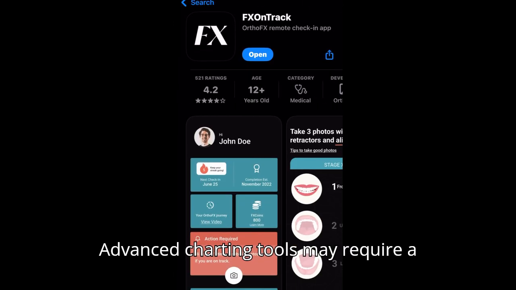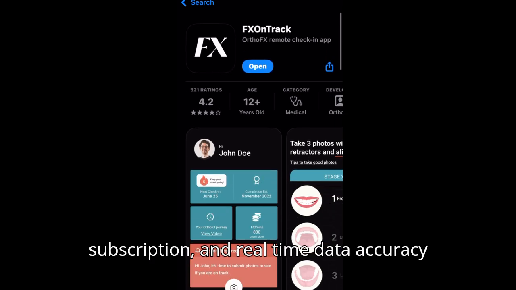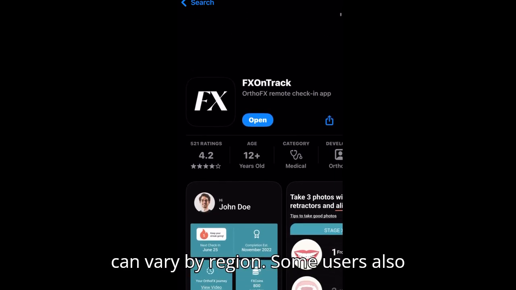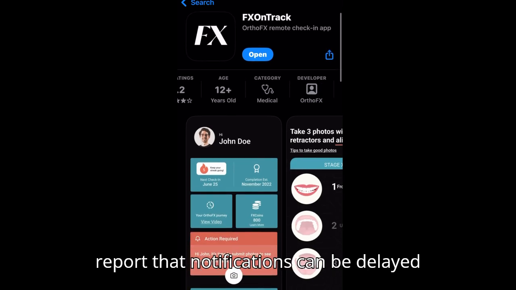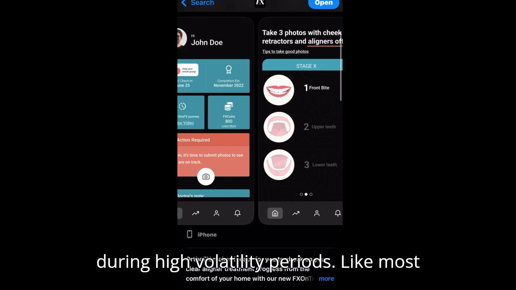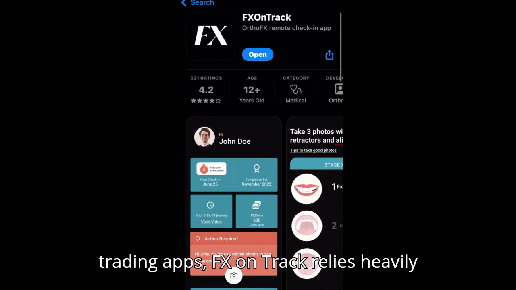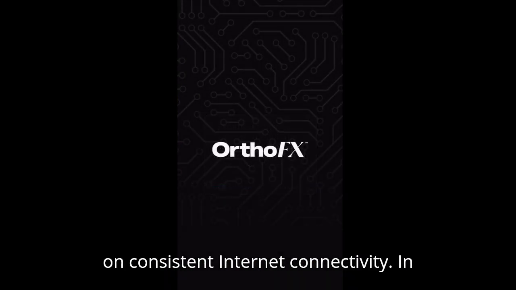Advanced charting tools may require a subscription, and real-time data accuracy can vary by region. Some users also report that notifications can be delayed during high volatility periods. Like most trading apps, FXOnTrack relies heavily on consistent internet connectivity.